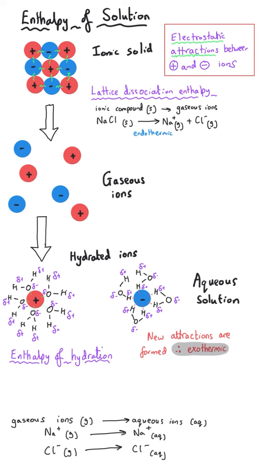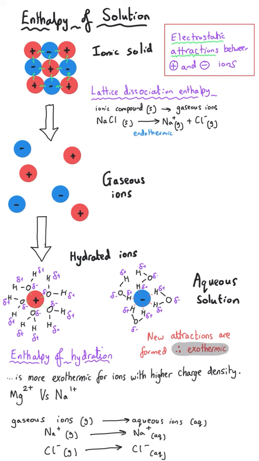In an exam situation, you might be asked to comment on the exothermicity of the enthalpy of hydration, which is not as complicated as it sounds. The charge density of the positive ion, for instance, will affect the strength of its attraction to the delta minus oxygen in the water. So, for instance, Mg2+ or Na+, the Mg2+ will have a stronger attraction to the delta minus oxygen because it has a higher charge density. And this works exactly the same for the negative ion, except the attraction is to the delta positive hydrogen.